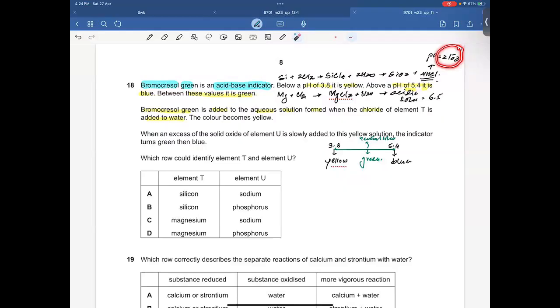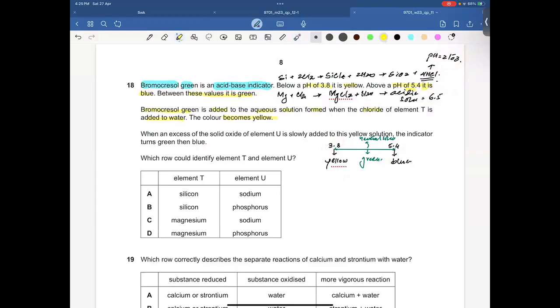To 3. Obviously, at this pH, the solution becomes yellow. That indicates it has to be silicon instead of magnesium, because magnesium has a pH of 6.5, and obviously at this pH, it's going to be blue. An examiner is saying it is yellow.